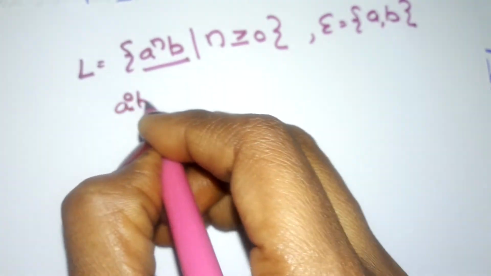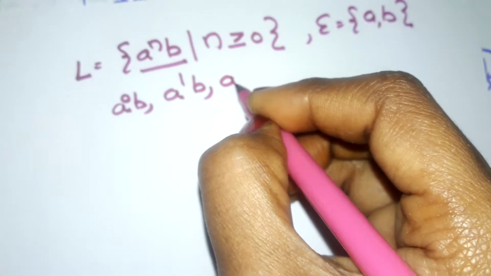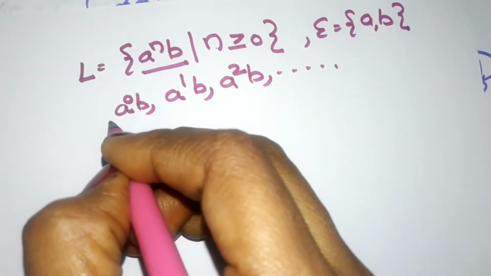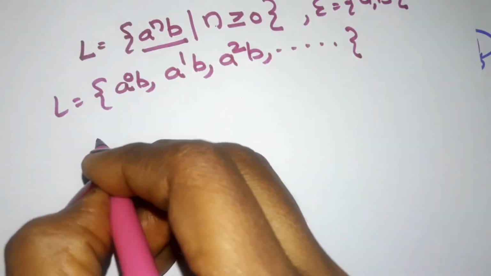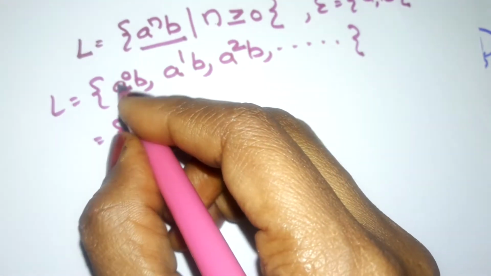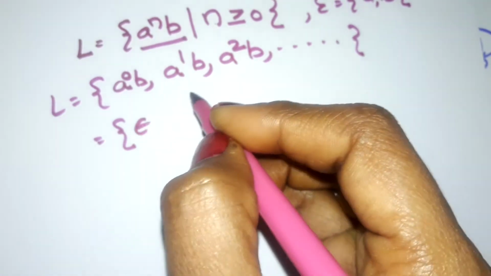So a power 0 b. If n is equal to 1, a power 1 b. If n is equal to 2, a power 2 b, and so on. So the language has a set of strings like this. A power 0 means 0 times a, and 0 times a means epsilon.